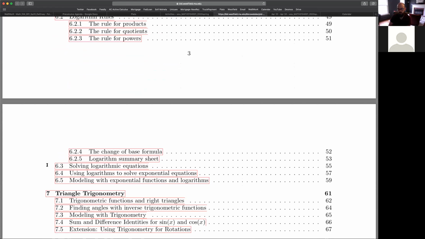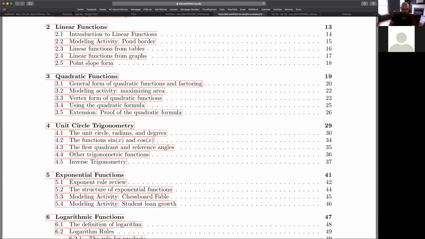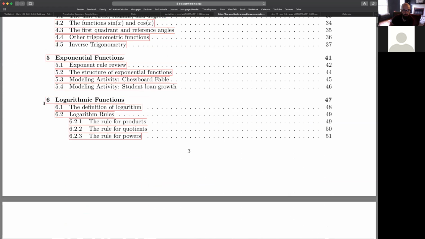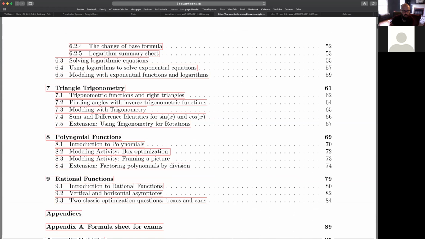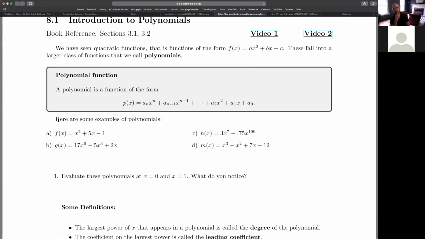But what we're going to do in chapter 8 is we are going to loop back, and we're going to continue to build off of what we learned about linear functions and quadratic functions. Okay, and so this is something that we call a polynomial. So we're going to start in section 8.1 here. And so a polynomial is something that looks like this form right here. Now, on its surface, I think it looks pretty scary, right?